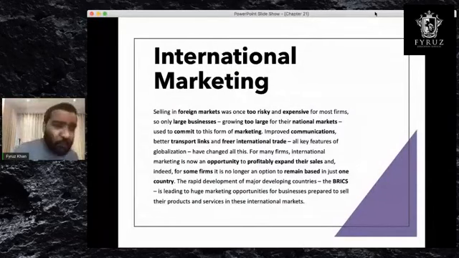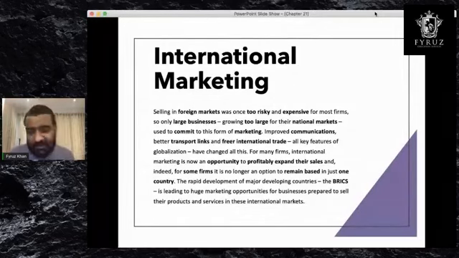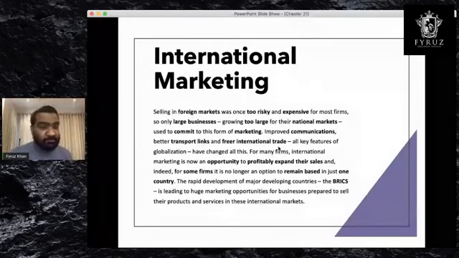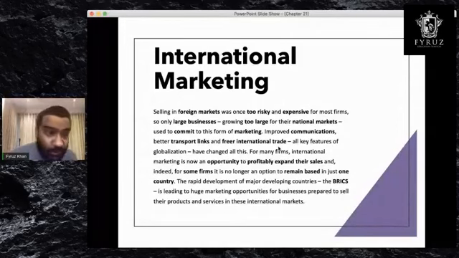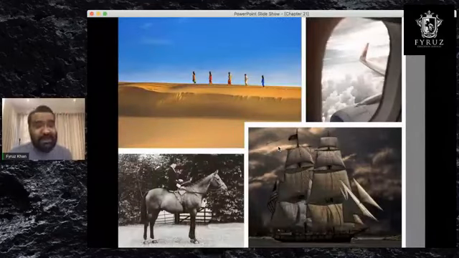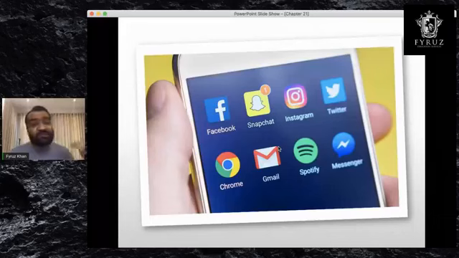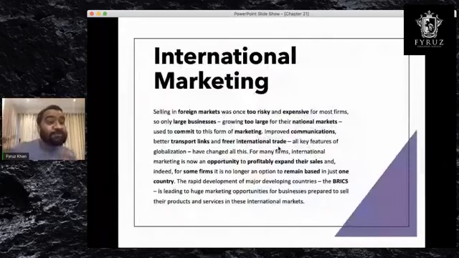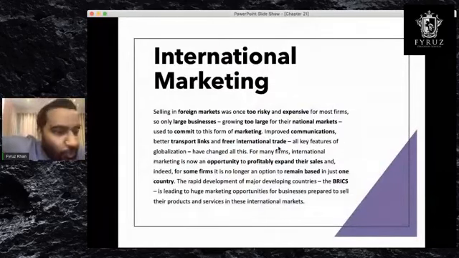Before, selling in foreign markets was very, very risky. But nowadays, because of communication, because of transport links, because of free international trade, there are immense opportunities, and people are really doing well. People are taking this opportunity because of transportation and communication. So instead of just selling in the local market, you can take advantage of other growing markets.